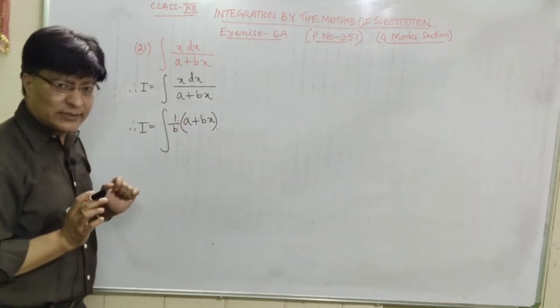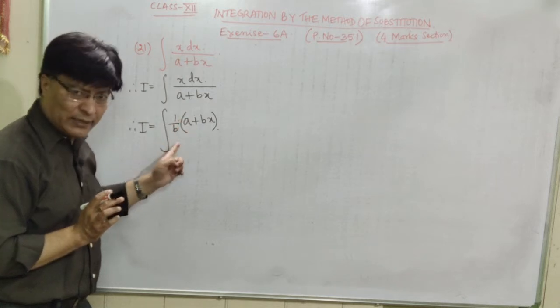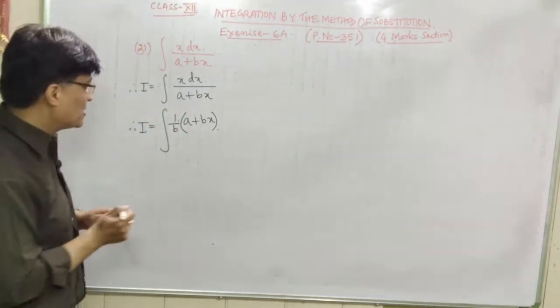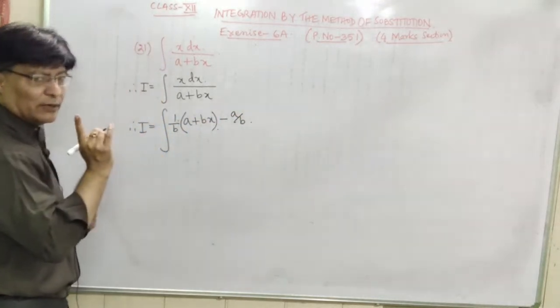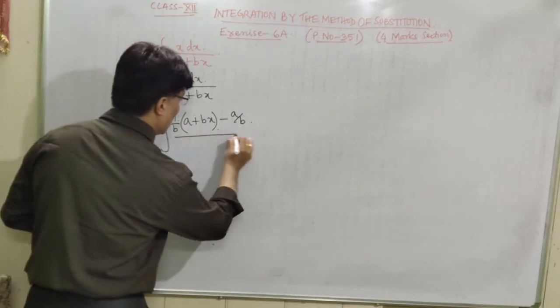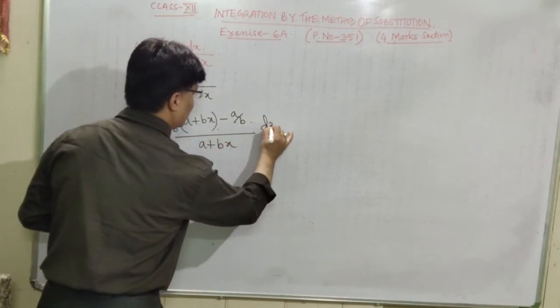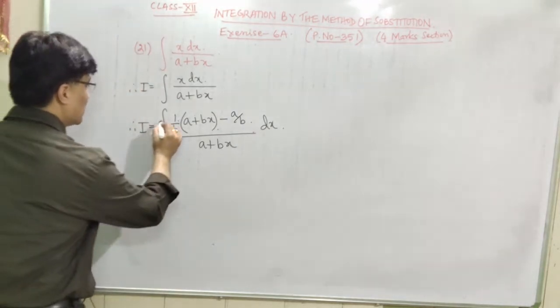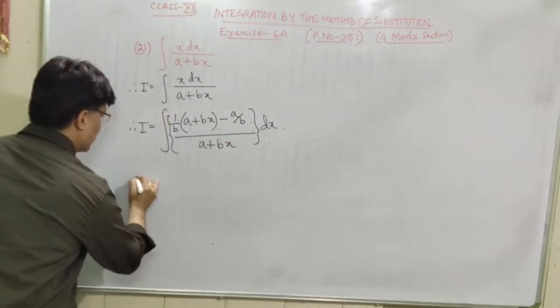That is correct, x is correct. But there is only x. So if you multiply a by 1 by b, you will get a by b. Is there a by b in the numerator? No, you have to cancel it. So it is minus a by b. So I think you have understood it now. So the whole is divided by a plus bx. Then we write dx.